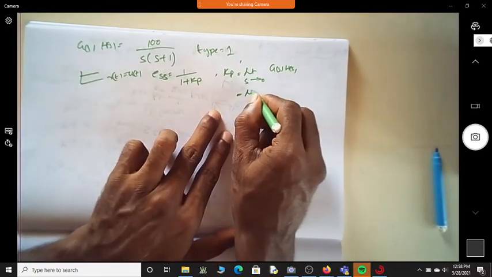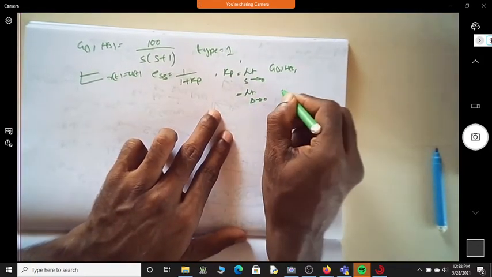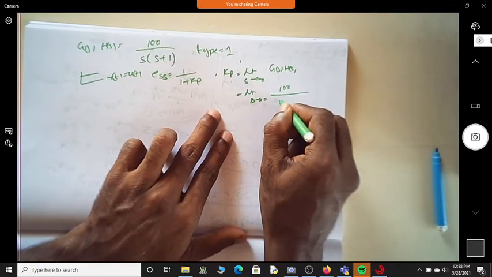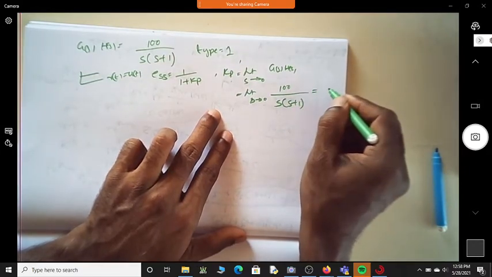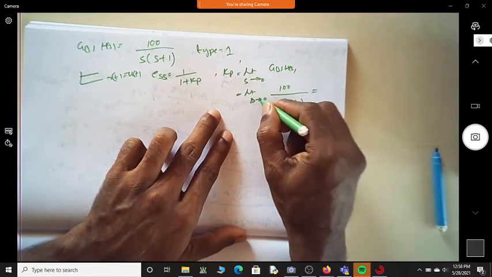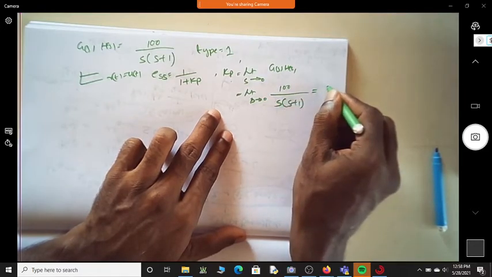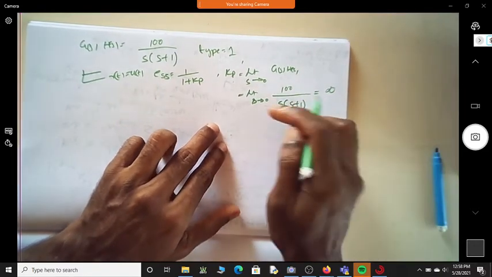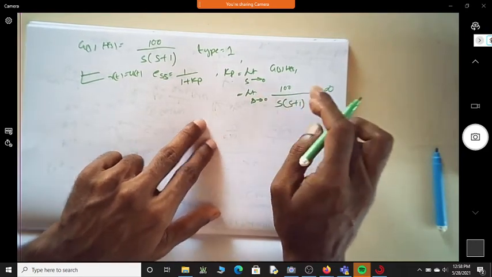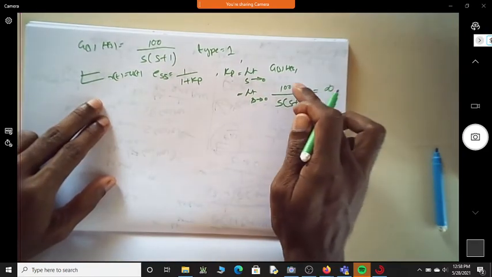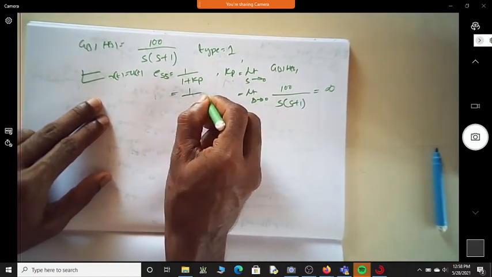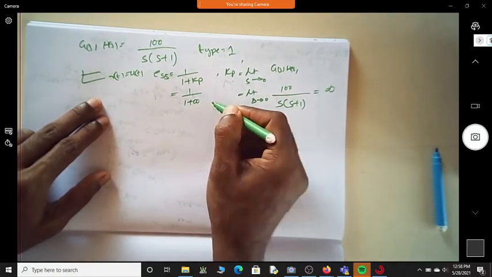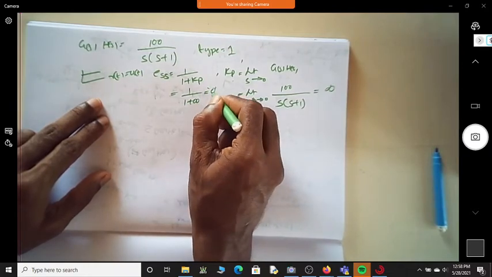So now, what is this now? It is limit of s tending to 0, 100 divided by s into (s plus 1). When s is tending to 0, will it become infinite? It will become infinite because it is 100 by 0. So then what is ESS? Is it equal to 1 over 1 plus infinity? Is it actually 0?